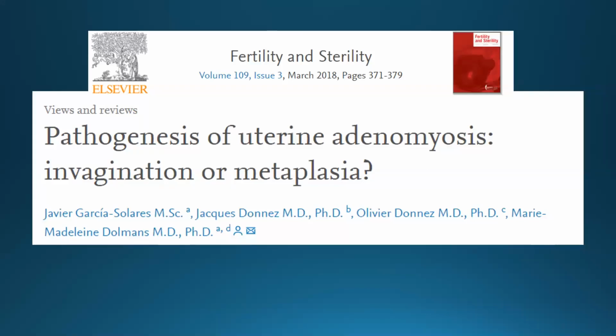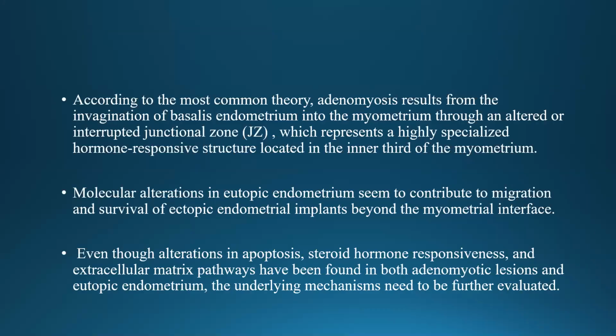Is it an invagination or a metaplasia? I will discuss the two theories so you get this update. According to the most common theory, adenomyosis results from the invagination of the basalis layer, the basal endometrium, into the myometrium through an altered or interrupted junctional zone, which represents a highly specialized hormone-responsive structure located in the inner third of the myometrium. Please make a note that the junctional zone is in the inner third of the myometrium.